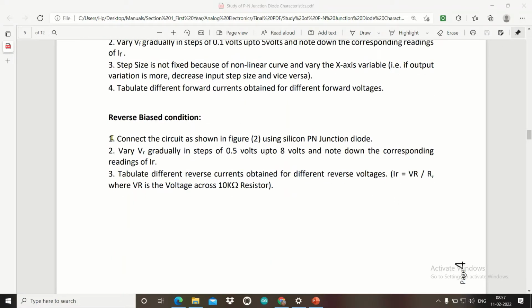Similarly, we have to go for gradually changing the voltage across the diode in steps of 0.5 volt up to 8 volts, across the diode when it is in reverse bias condition, and we need to note down the reverse current also. We can also go for different values, that is reverse current that we need to plot over there.